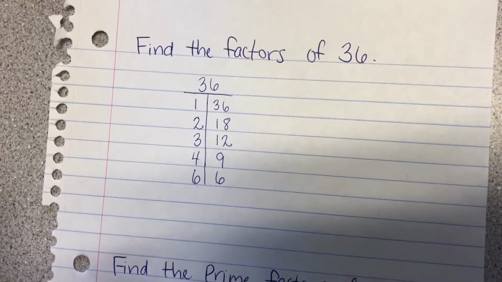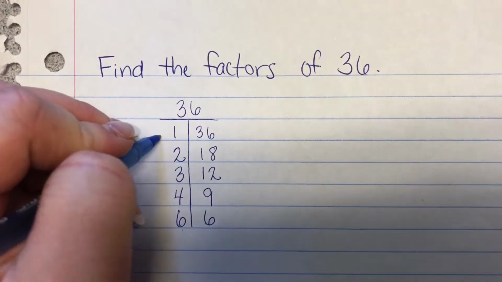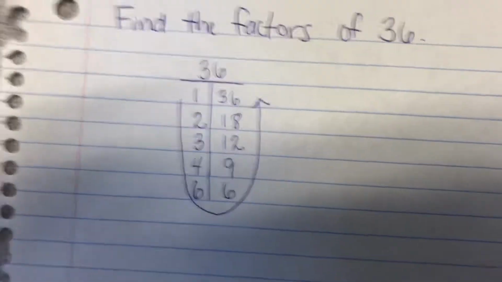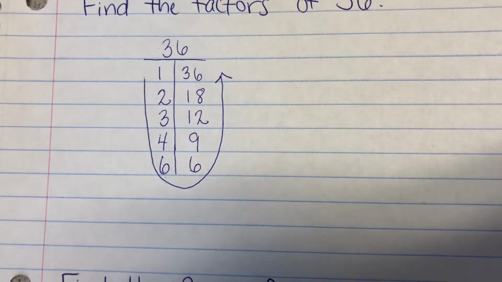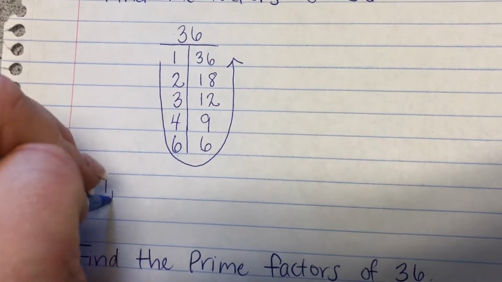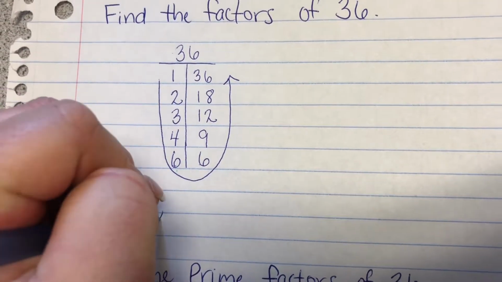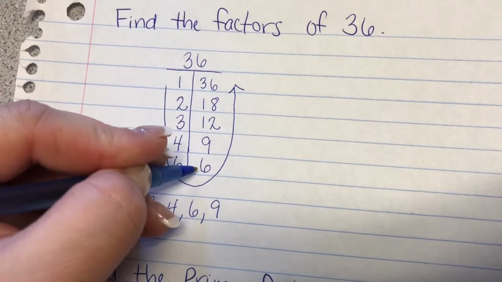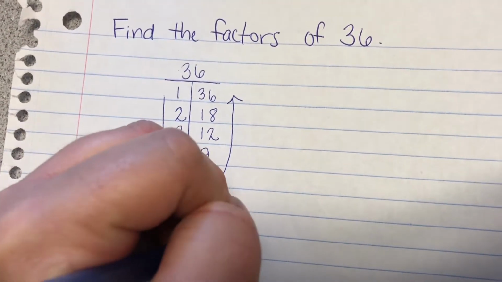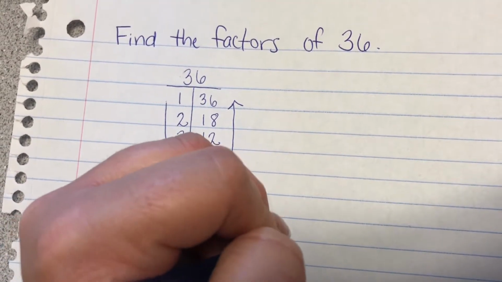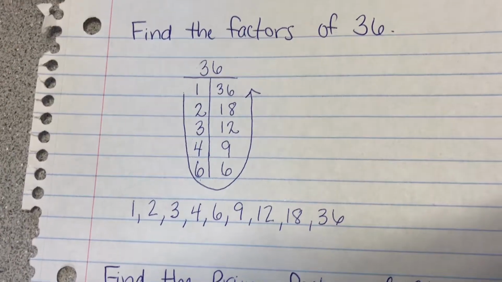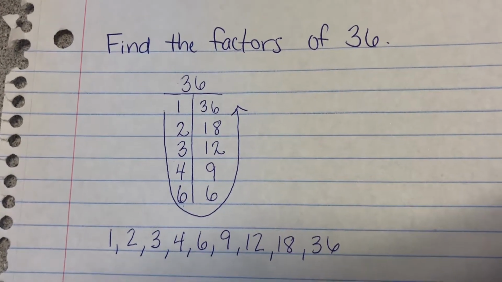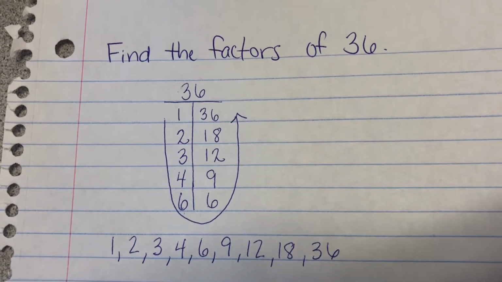So if we have to list the factors of 36, she mentioned that we could horseshoe the factors. So all of the factors of 36 in order from least to greatest then would be 1, 2, 3, 4, 6, 9. I don't have to list 6 twice. 12, 18, and 36. That is all of the factors of 36. That is any number that divides evenly into 36 with no remainder.